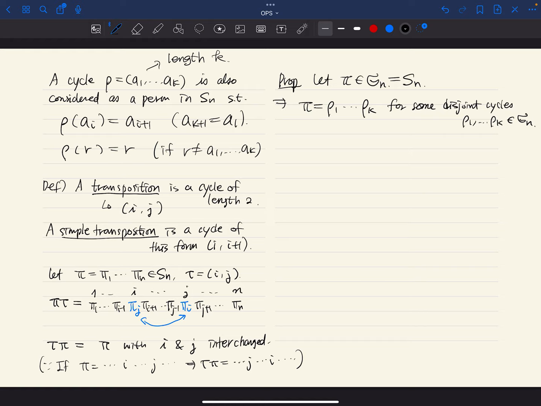Yeah, so let's see. And also, moreover, we can actually take these to be simple transpositions. Let's write this way: tau 1 ... tau r, where each tau i is simple. So in other words, we can write pi as this product of disjoint cycles, but we can also write pi as a product of simple transpositions. But of course here, they may not be disjoint. They may have several elements appearing more than once. Okay. Actually, let me prove this. I'm going to give you just the idea.